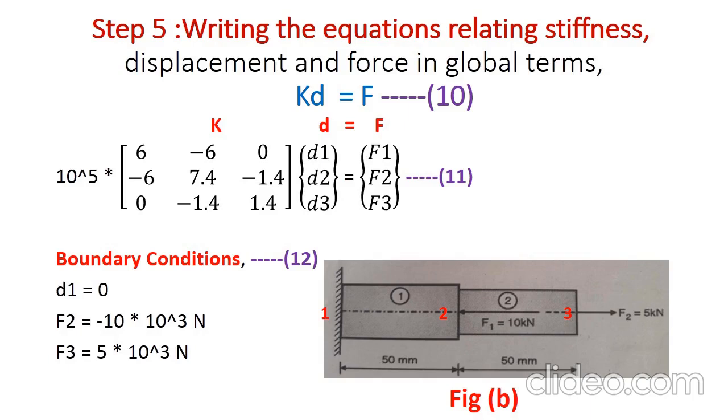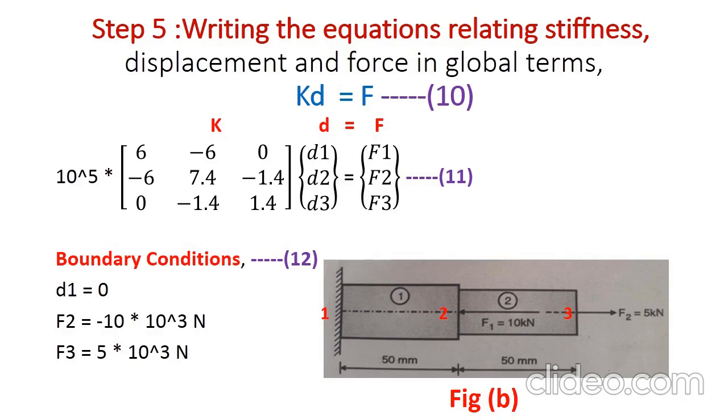Global stiffness matrix, just as we have calculated. We will write the same stiffness matrix, 10 raised to 5 into 3 by 3 matrix. Now D vector, number of displacements is equal to number of nodes. As we have 3 nodes, therefore we will have 3 displacements d1, d2, d3. Similarly, number of forces is equal to number of nodes. As we have 3 nodes, we will have 3 forces F1, F2, F3.